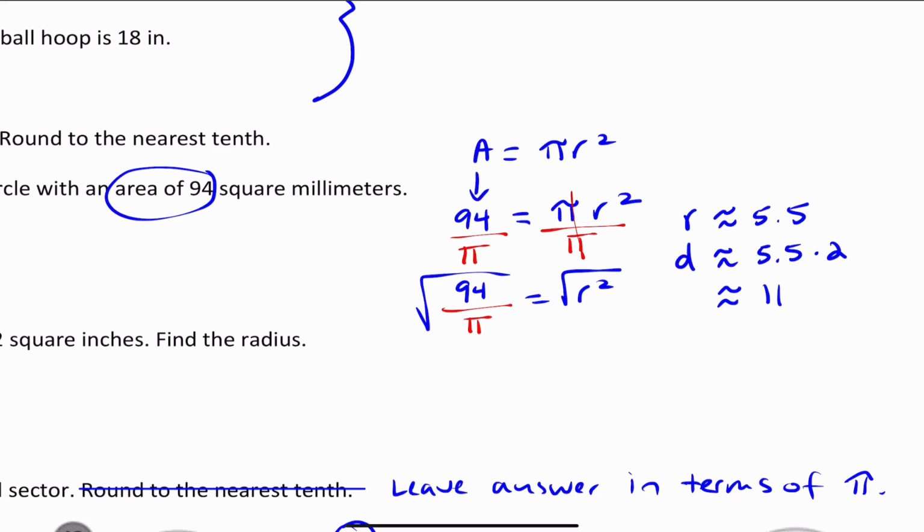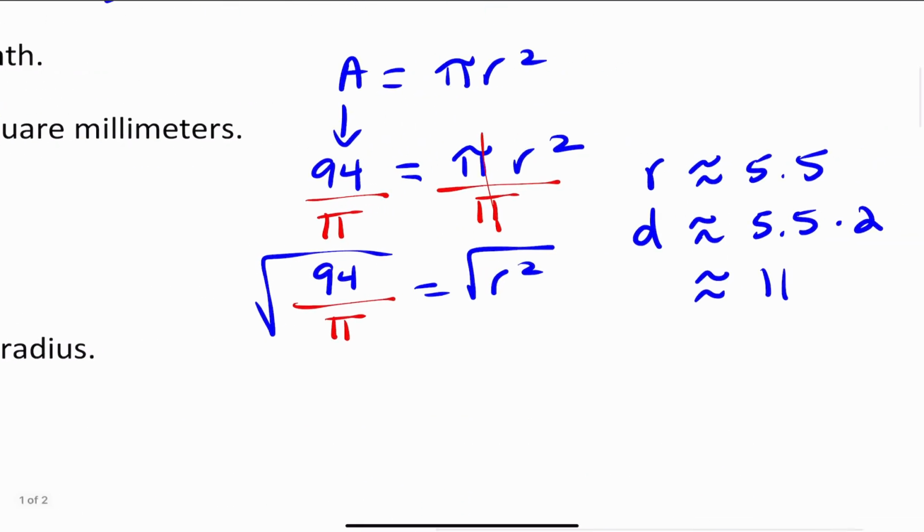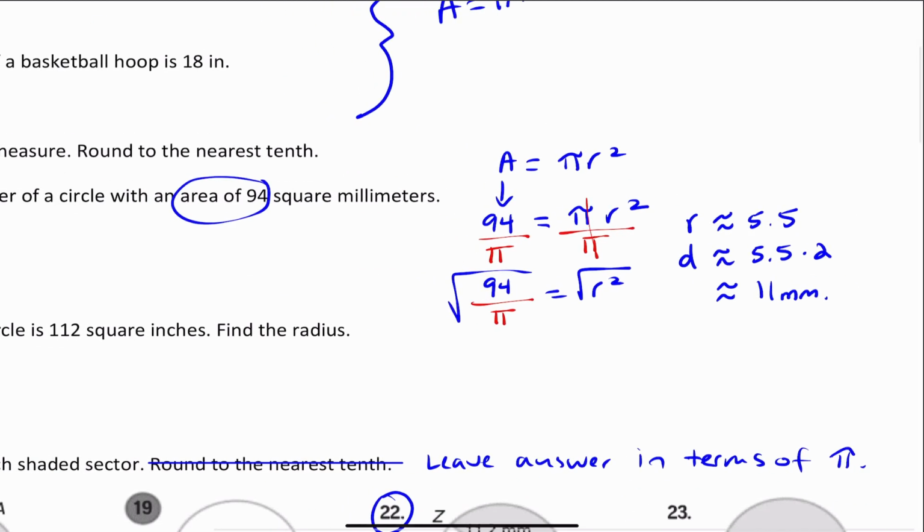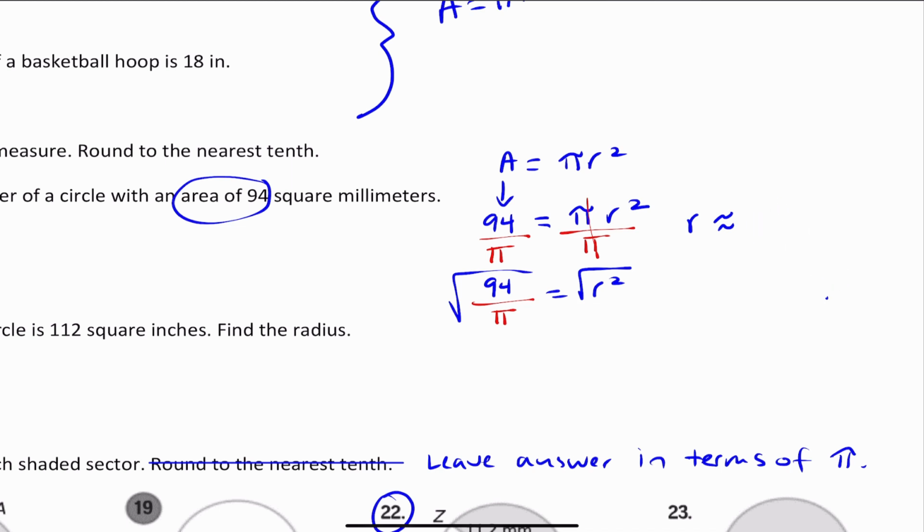So it's going to be 11 millimeters. Okay, so you should get 11 millimeters, or if you looked at the key, if you got, for your radius, the square root of 94 divided by pi, 5.4700296, and you take that and you multiply that by 2, you're going to get a different answer, but this is what appears on the key. It's 10.9. So 11 or 10.9 works for me.